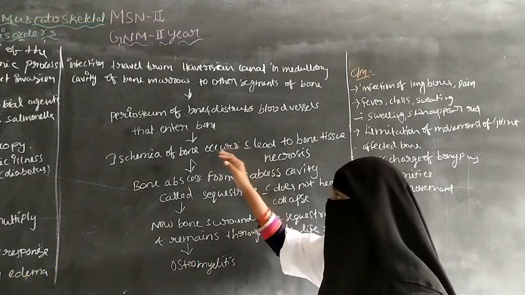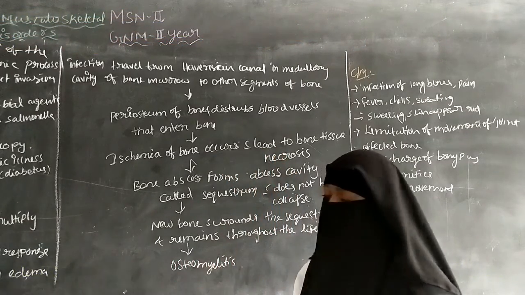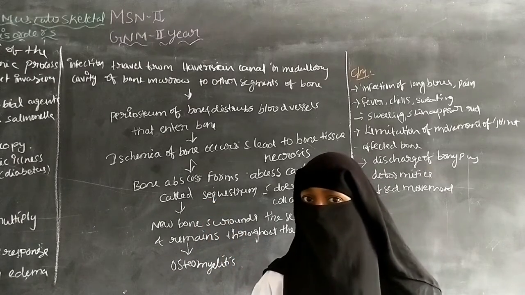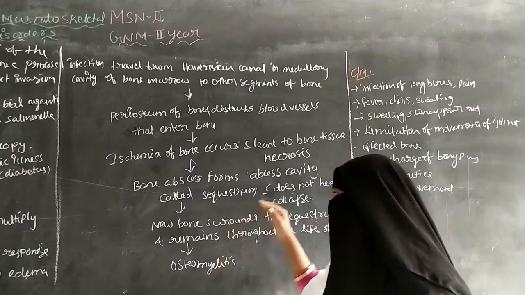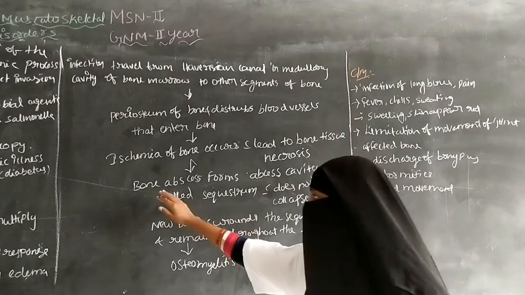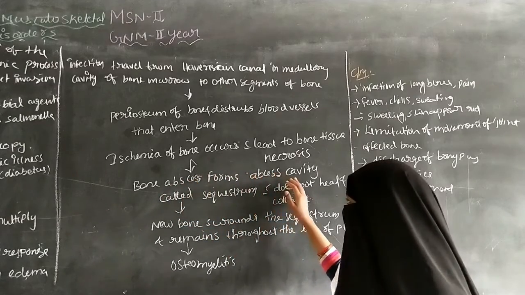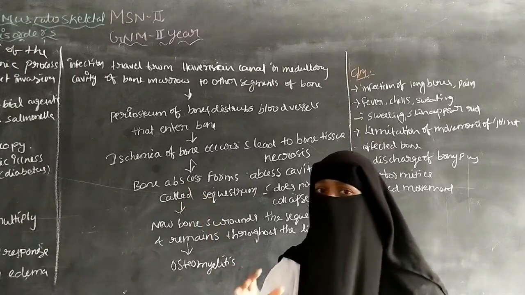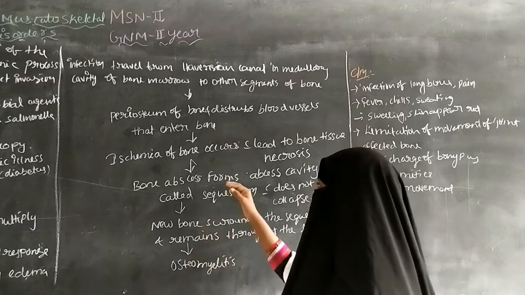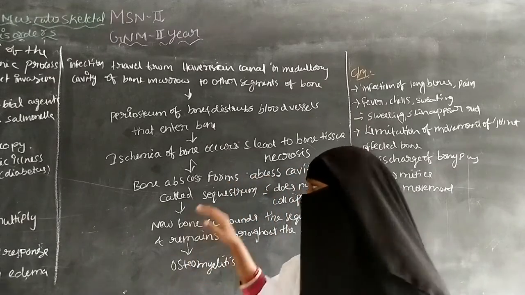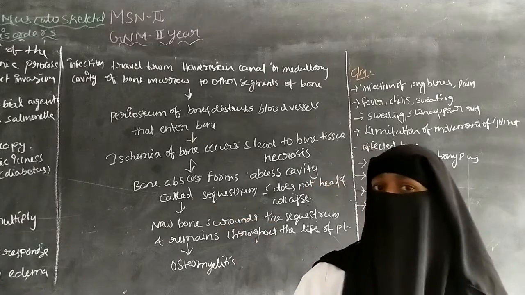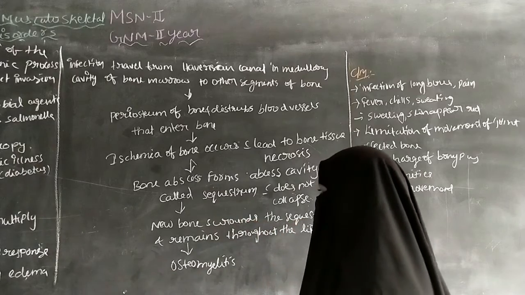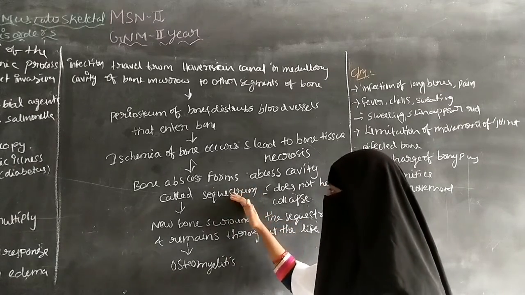Because of the decreased blood supply and death of the cells, the wound cannot be healed. The wound does not heal and there is a collapse of the bone. So there is a bone abscess that forms an abscess cavity called sequestrum. Bone abscess means formation of infection or pus, and because it forms the abscess cavity, it is called sequestrum. The sequestrum cannot be healed and it collapses, and new bone surrounds the sequestrum.